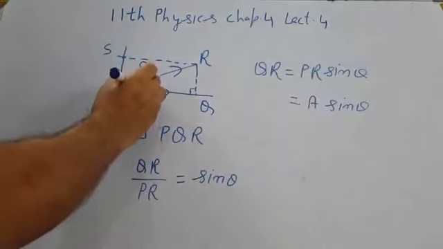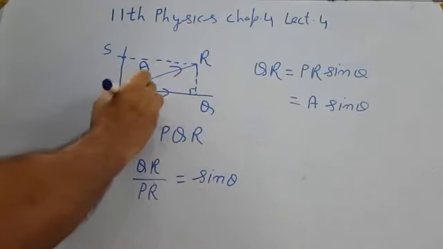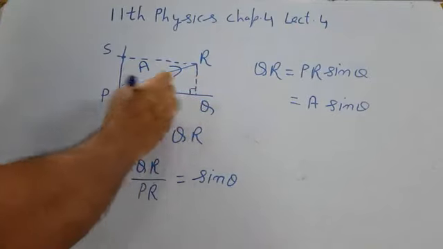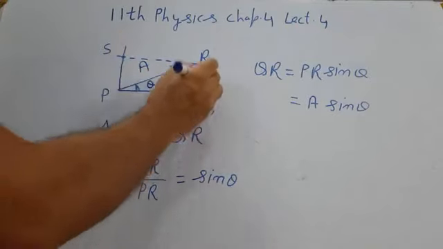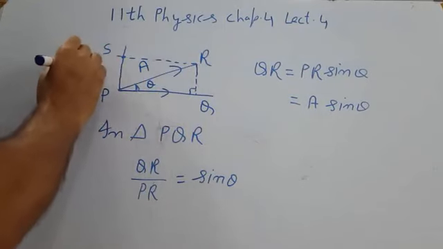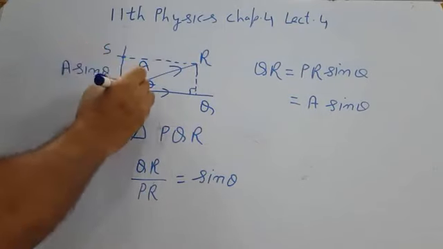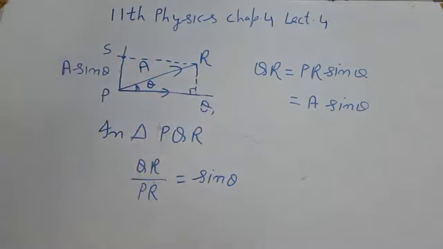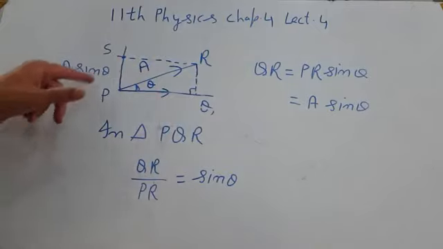The angle theta was given, so along the given angle, this is PQ, and perpendicular to the first is QR or PS. So along the perpendicular it will be A sin theta. This is along the angle, and perpendicular to the first will be A sin theta.